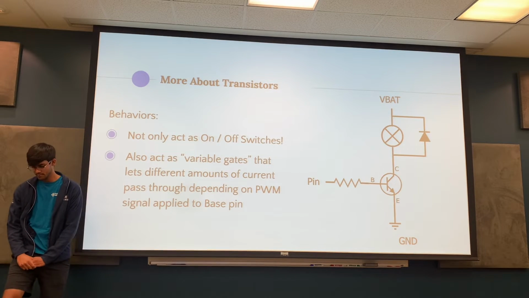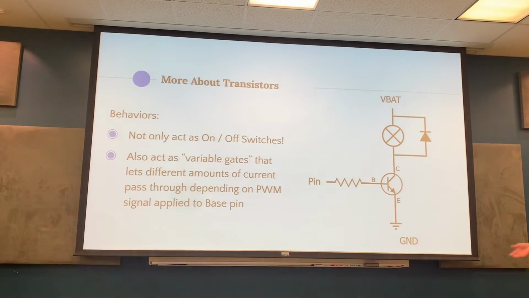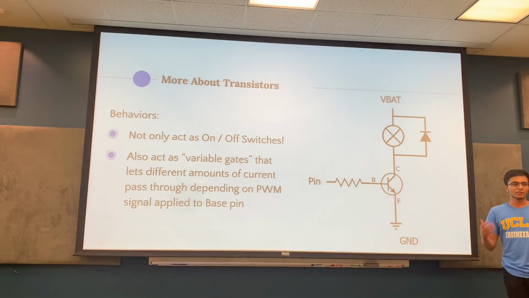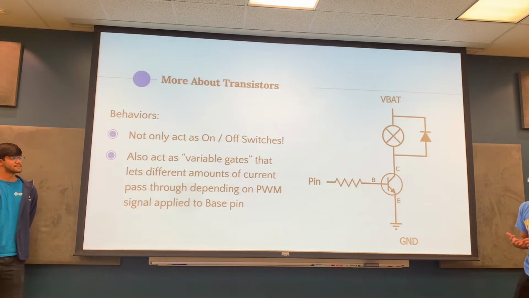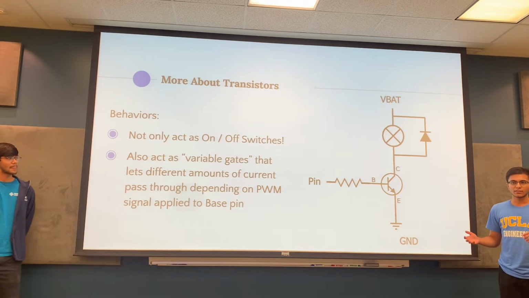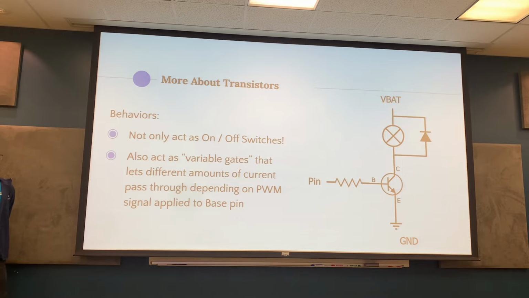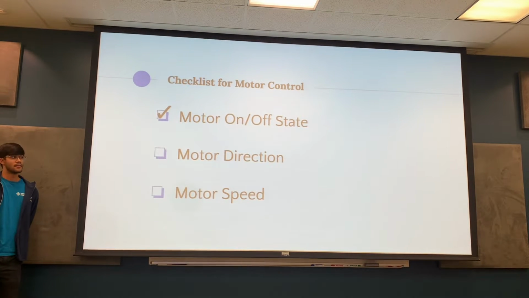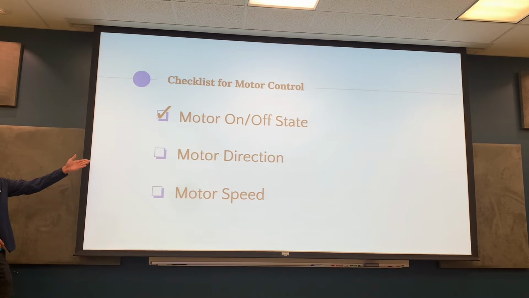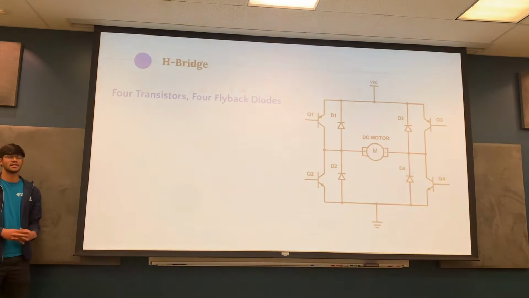Okay, just before we move on real quick, a little bit more about transistors is that internally they are technically an on-off switch. However, they can be used as a lot more than just on-off switches. They can also act as variable gates if we use PWM signals on transistors, which we're going to get into in just a little bit. Now we're going to cover motor direction, now that we have covered the on and off states.